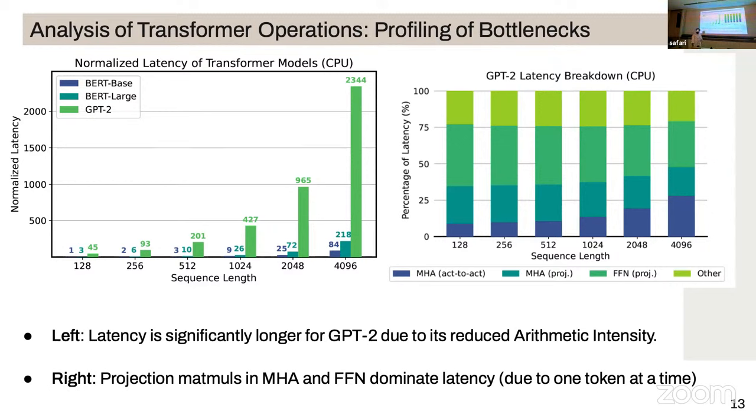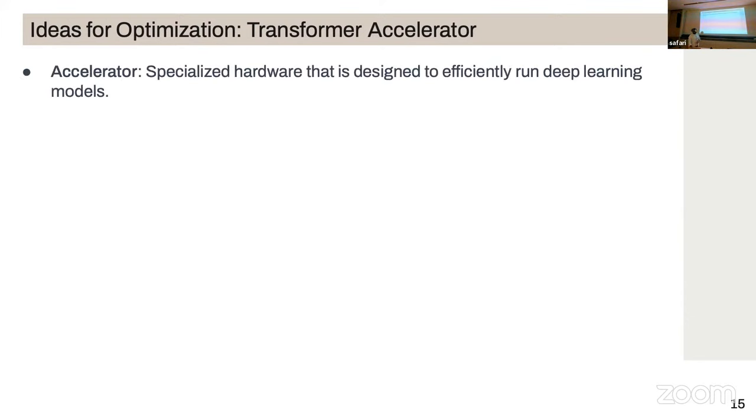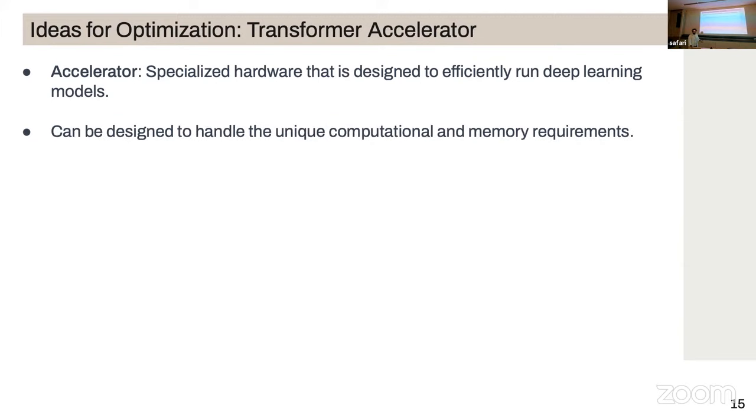So now that we have a breakdown of what's going on in terms of latency and bottlenecks, the authors say, okay, we're ready to start optimizing this. And their first idea for optimization is simply building a transformer accelerator. An accelerator is a specialized piece of hardware that is designed to efficiently run deep learning. And you may be familiar with it in the form of the TPUs that Google Cloud Services host. And they can be designed to handle unique computational and memory requirements.